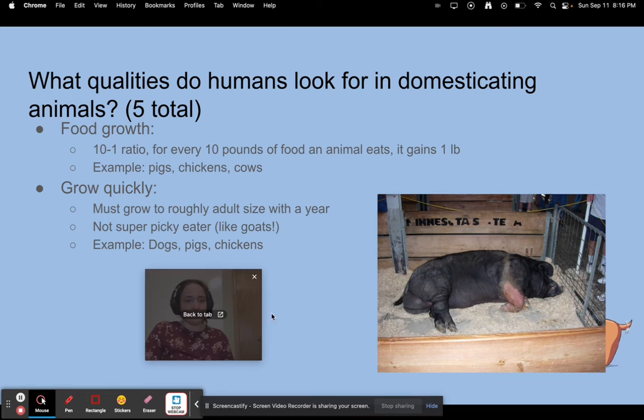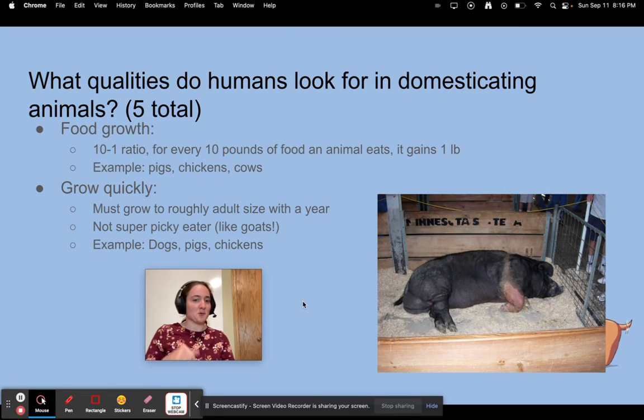So there are 5 unique qualities that humans look for when domesticating animals. The first thing that early humans looked for was food growth. Animals still today can be used for food. Usually there's a 10-to-1 ratio, so for every 10 pounds of food an animal eats, it should gain about a pound. Humans were looking for that. They also want animals that grow and mature very quickly. It must grow to roughly adult size in a year, and also not be really picky eaters. Like goats. Goats are not picky eaters, so they can live off of a variety of foods.